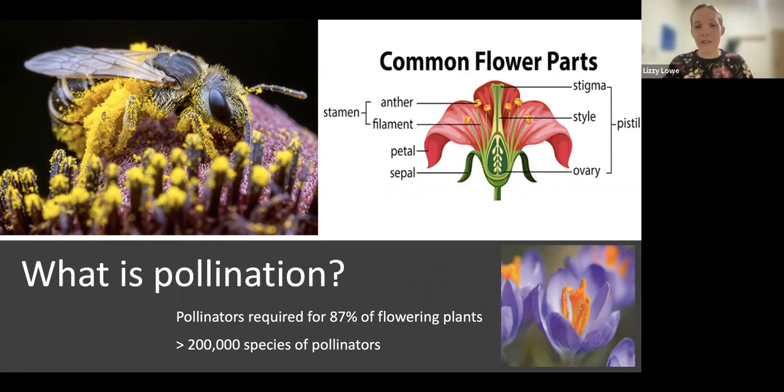Now, flowering plants have evolved with pollination as a major factor of their reproductive processes, and around 87% of flowering plants need some level of pollination across the world. And it's estimated that there are over 200,000 species of insects which have a role in pollination. So this is a pretty big topic that we're talking about today.